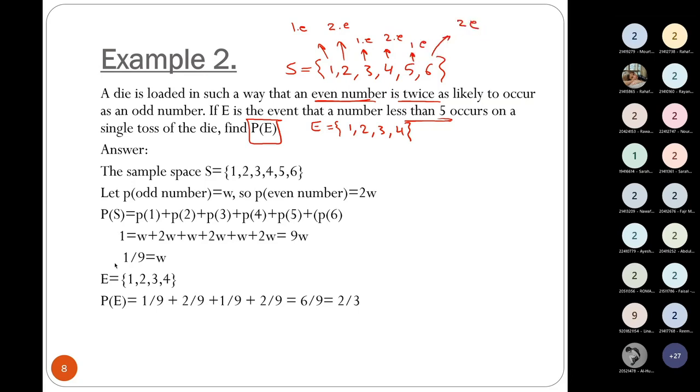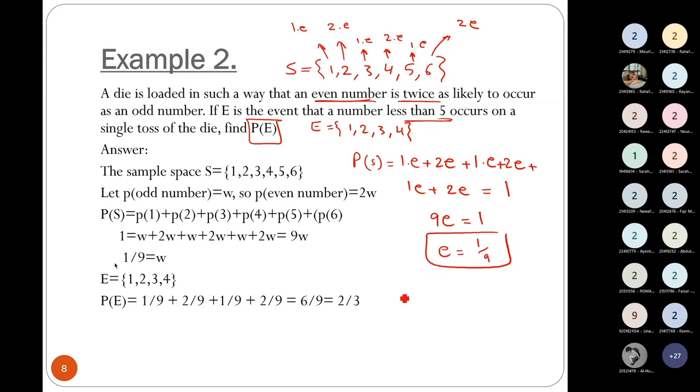So if we sum all the events, the probability of S equals what? The probability of 1 equals 1E. The probability of 2 is 2E. 1E plus 2E plus 1E plus 2E, all of these equal 1. How many E here? We have 9E equal 1. So E equals 1 over 9.